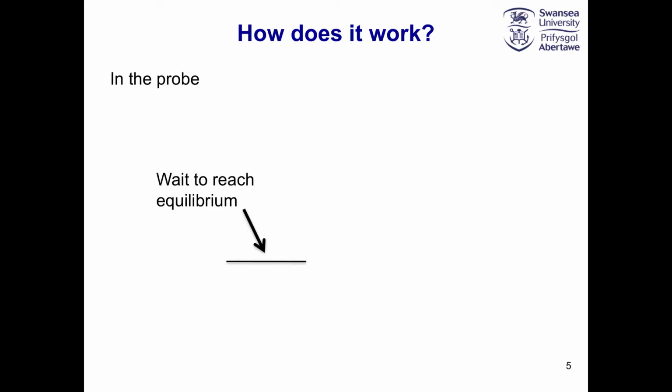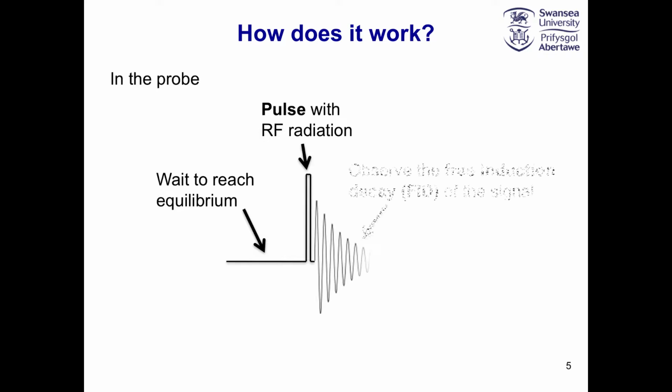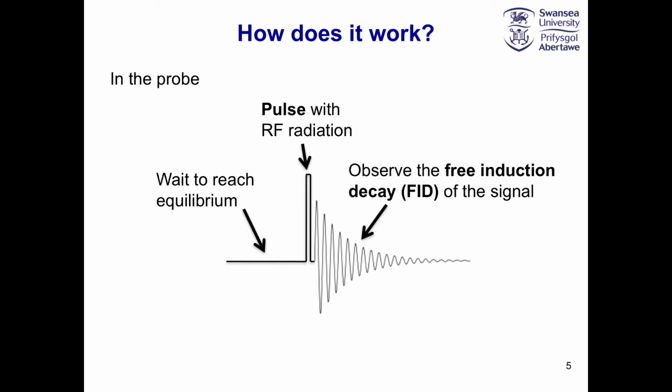Instead, we just have one waiting period, and then we use a short pulse of radio frequency radiation. This excites a wide range of frequencies of nuclear magnetic moment, allowing us typically to acquire the entire spectrum from one pulse. We then observe the free induction decay, the decay of the signal back to equilibrium, for the entire sample at once. By repeating this a few times and adding the FIDs together, we can improve the signal-to-noise ratio and therefore the sensitivity of the spectrum.